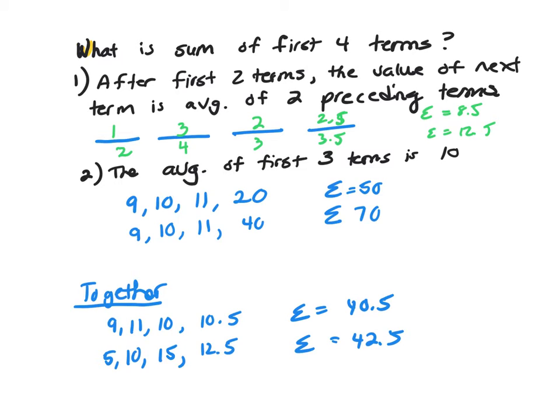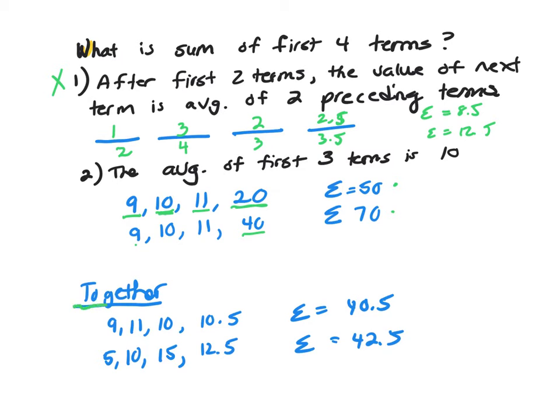Clue 2, the average of the first three terms is 10. Well, what is 9 plus 10 plus 11? That's 30, and 30 divided by 3 is 10. But we don't know what the fourth term is, so I just made it a 20. And I summed all those up, and I got a sum of 50. And then I gave you another example where 9, 10, 11, the average of the first three is 10, but then I made that 40. You sum those up, it gives you 70. So you don't know what the sum of the first four terms is, so that doesn't work.